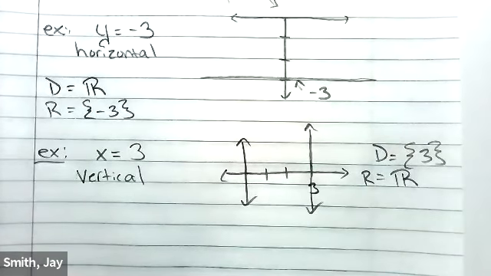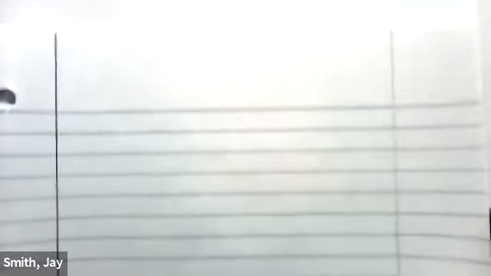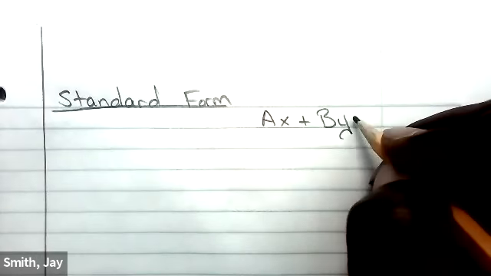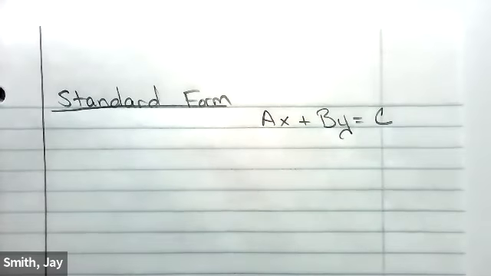All right. Next thing we need to talk about is the standard form of a linear function. So with the linear function, the standard form is the form ax plus by is equal to c.